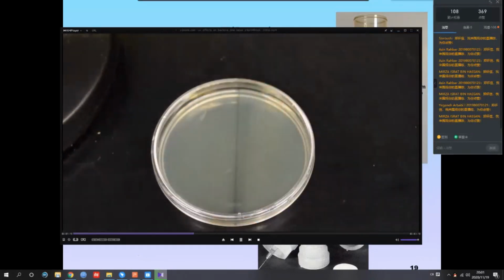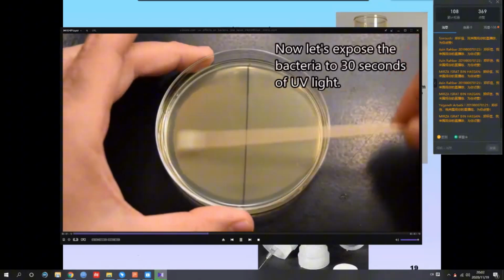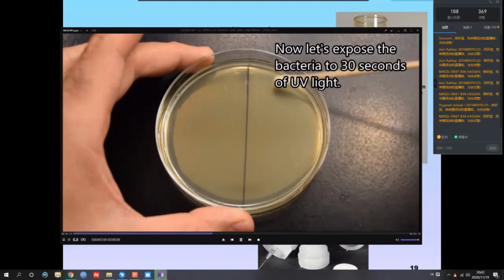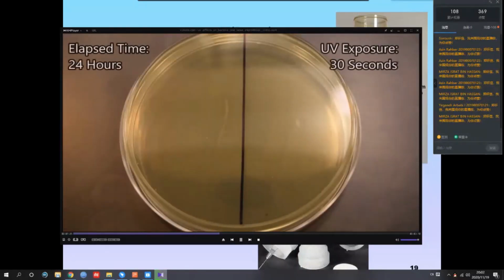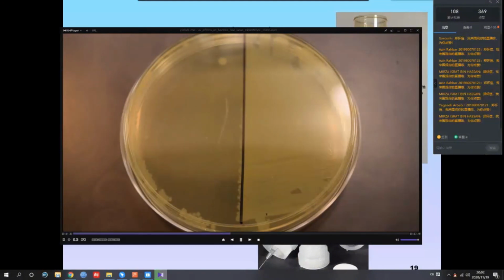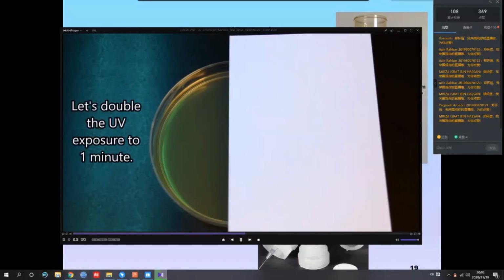Then the dish is cultured at 37 degrees to allow the bacteria to grow. And you can see the bacteria can grow all over the plate. The second plate, you spread the bacteria, and after 30 seconds of exposure, you can see that only half of the plate can grow bacteria. The other half, only a few colonies survived. So you killed most of the bacteria.